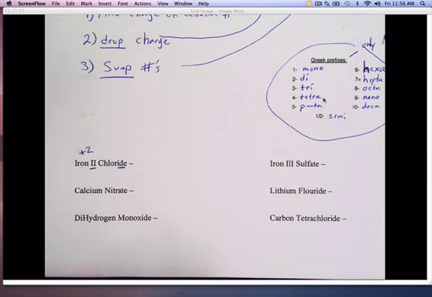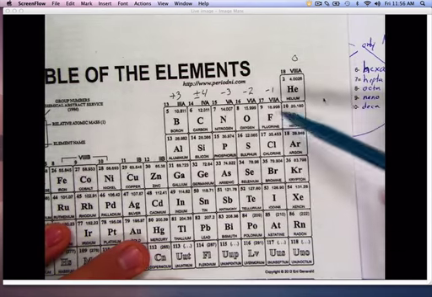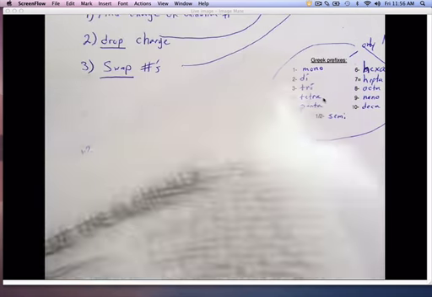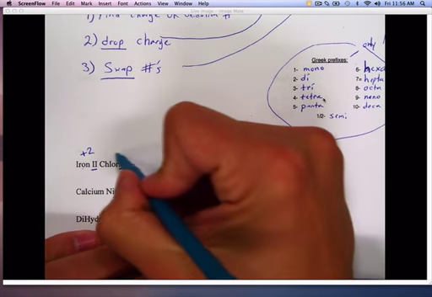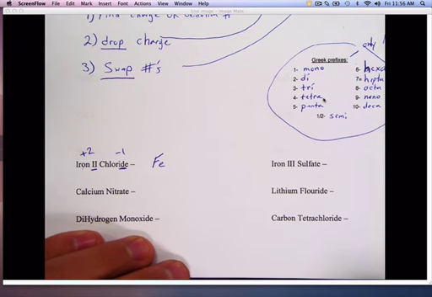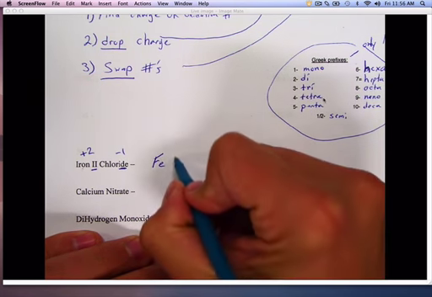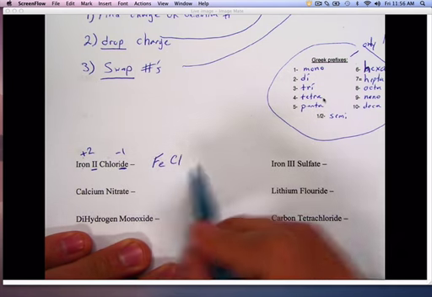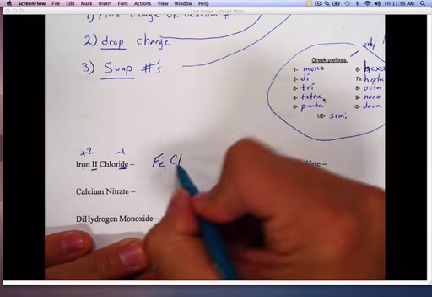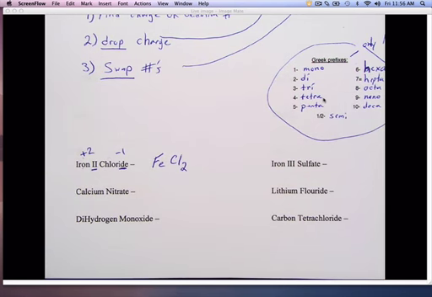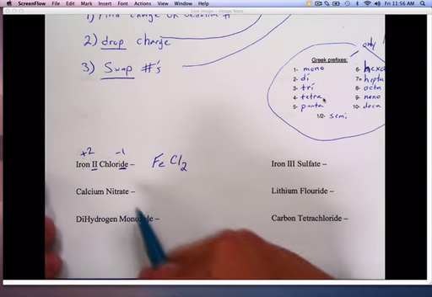And I know chlorine's charge by looking at the periodic table. Well, it's in this group. It's always going to make a -1 because it already has 7 valence electrons. So chlorine's a -1. All right. So I know my formula is going to be Fe because that's my symbol for iron. Chlorine's going to be Cl. Drop and swap. Drop the charges, and then swap the numbers. So it's going to be FeCl2. There it is. There's your first one.